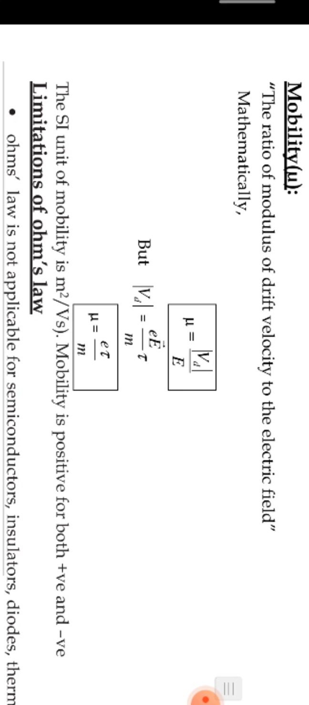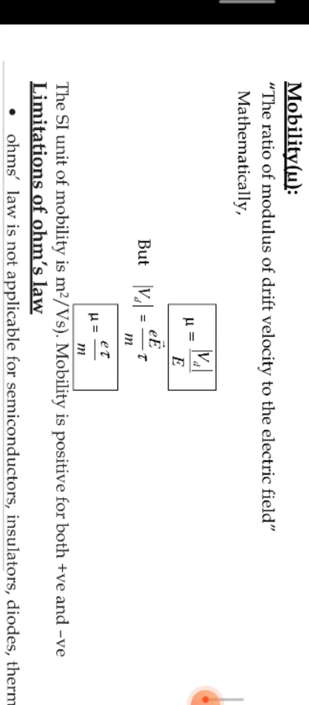Next, mobility. Mobility means the ratio of drift velocity to electric field, that is, the drift velocity of electrons and the applied electric field to the conductor. If you take the ratio between these two, that is called mobility. Mobility unit is meter square per volt second. Mobility is positive for both positive and negative charges.